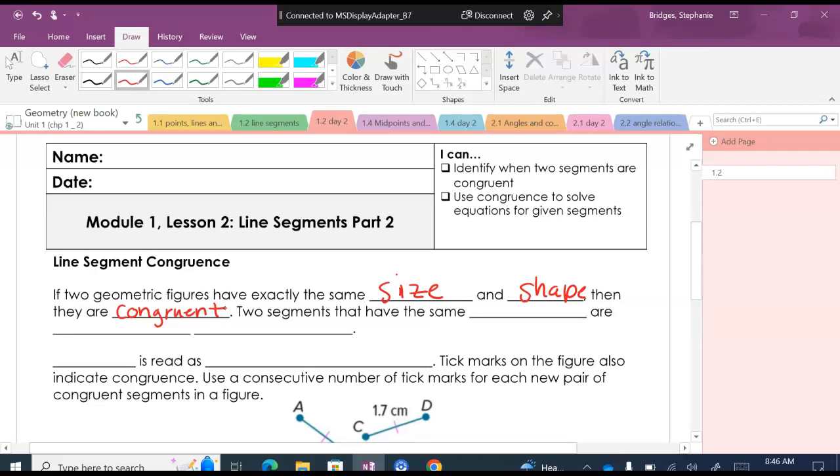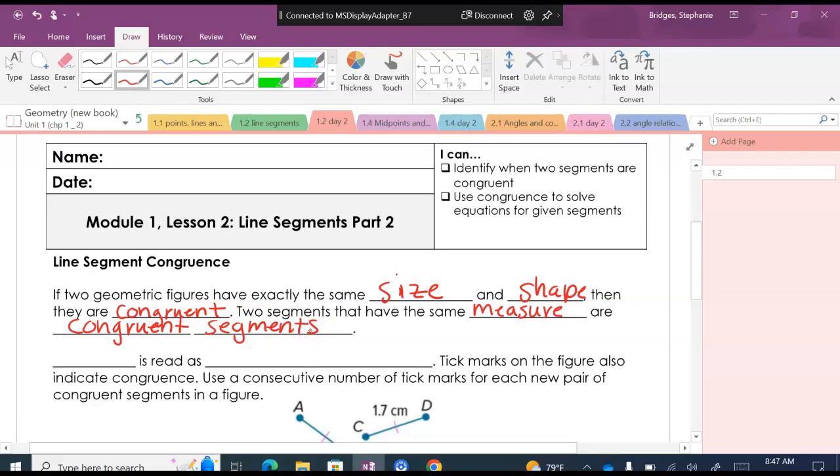Now, we have a symbol for congruent. I'll show you that in just a minute. A lot of times, instead of writing the word congruent, I just use the symbol because it's quicker. Not to mention, we don't have to worry about how to spell it. When two segments have the same measure, I'm talking about how long it is. So if we have two segments that have the same length, the same measure, they are what we call congruent segments.